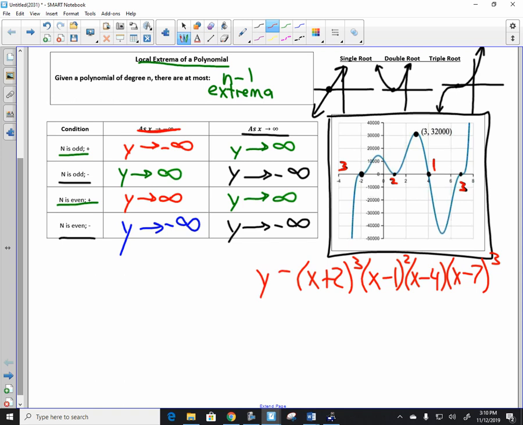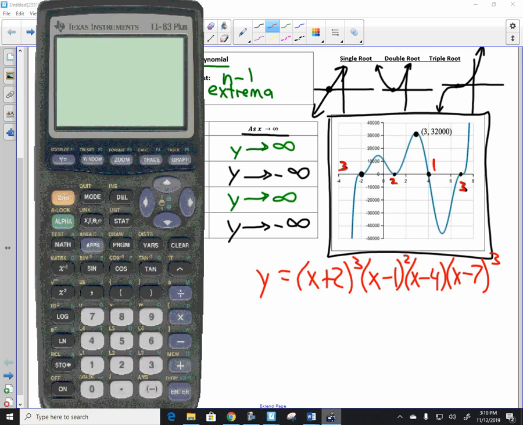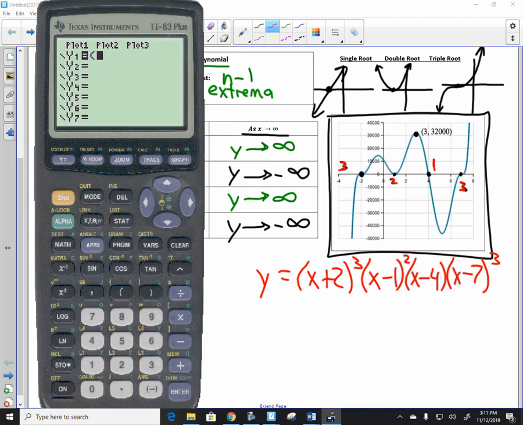That's actually a really good example of what the graph should look like. In fact, I'll try plugging that right into the calculator. If you want to, you can plug it in with me. But x plus 2 raised to the third power, x minus 1 squared. Sorry about that. Then x minus 4. Then x minus 7 raised to the third power.